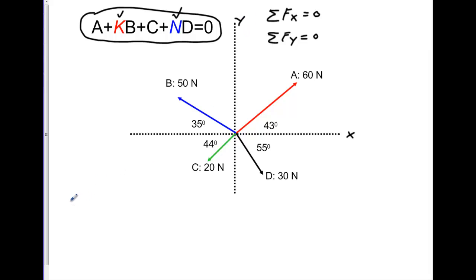So, a problem very similar to what we did before, we're going to sum up the forces in the x direction. And again, we'll set them equal to 0. So we'll start with A. A is going to be 60 times the cosine of 43 degrees. We jump to B. Now B is going to have a negative x component, so it'll be minus, and we're going to go ahead and put our variable here, K, in front, times 50 times the cosine of 35, plus C, and that would be minus 20 times the cosine of 44.